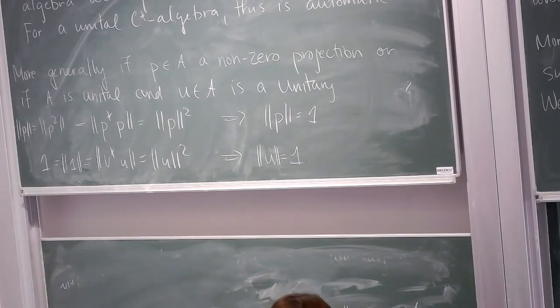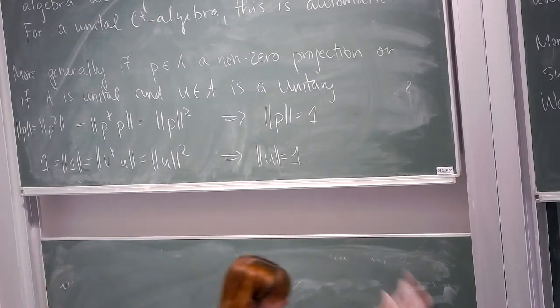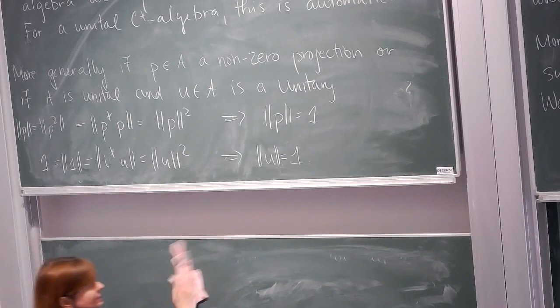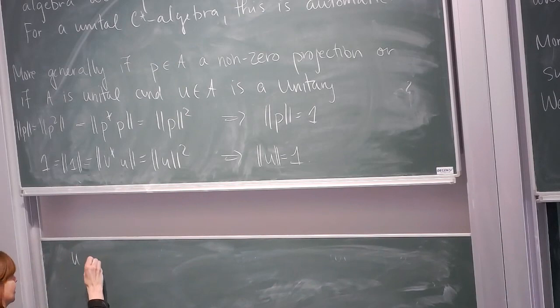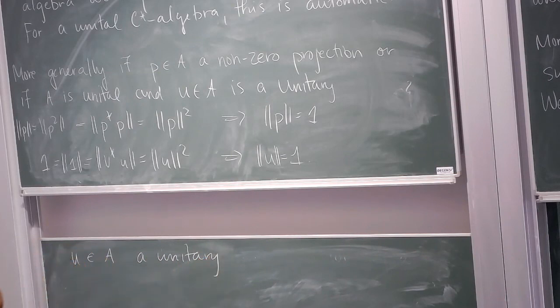Oh, I'm about over time. Okay, let me just finish off quickly with what the spectrum of a unitary has to be, and then I will continue next time by showing you that this can tell us information about the spectrum of a self-adjoint element. Okay, so U is a unitary, and A is a unital C-star algebra.